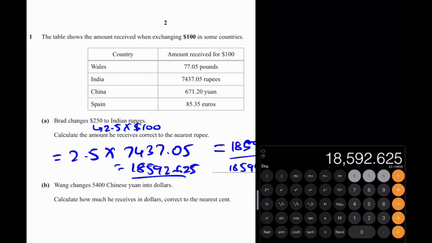Wang changes 5,400 Chinese yen into dollars. Calculate how much he receives in dollars to the nearest cent. Alright, so we know how much is $100 in yen. So we can find how much is $1. By the way, a similar method could be used for the previous question as well. I'm just showing both of the methods. So $1 is going to be equal to 671.20 divided by 100, which is 6.712 Chinese yen.